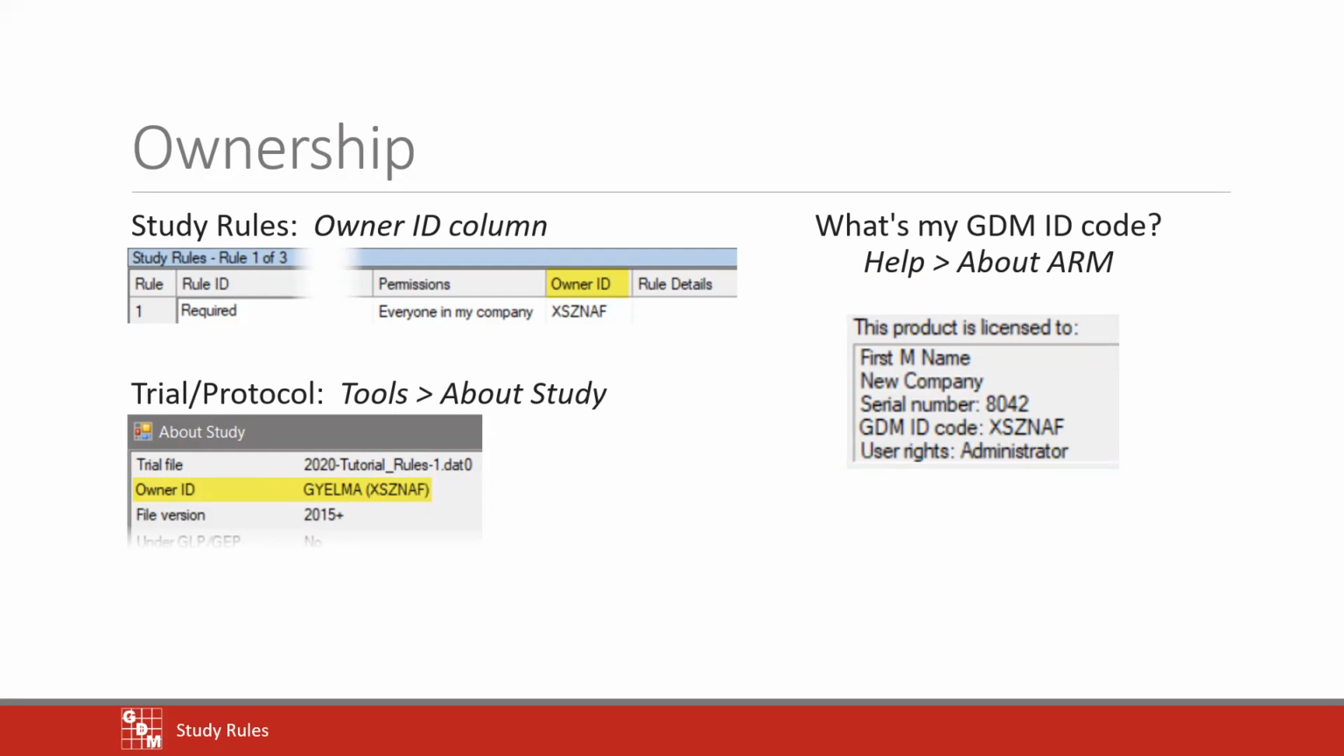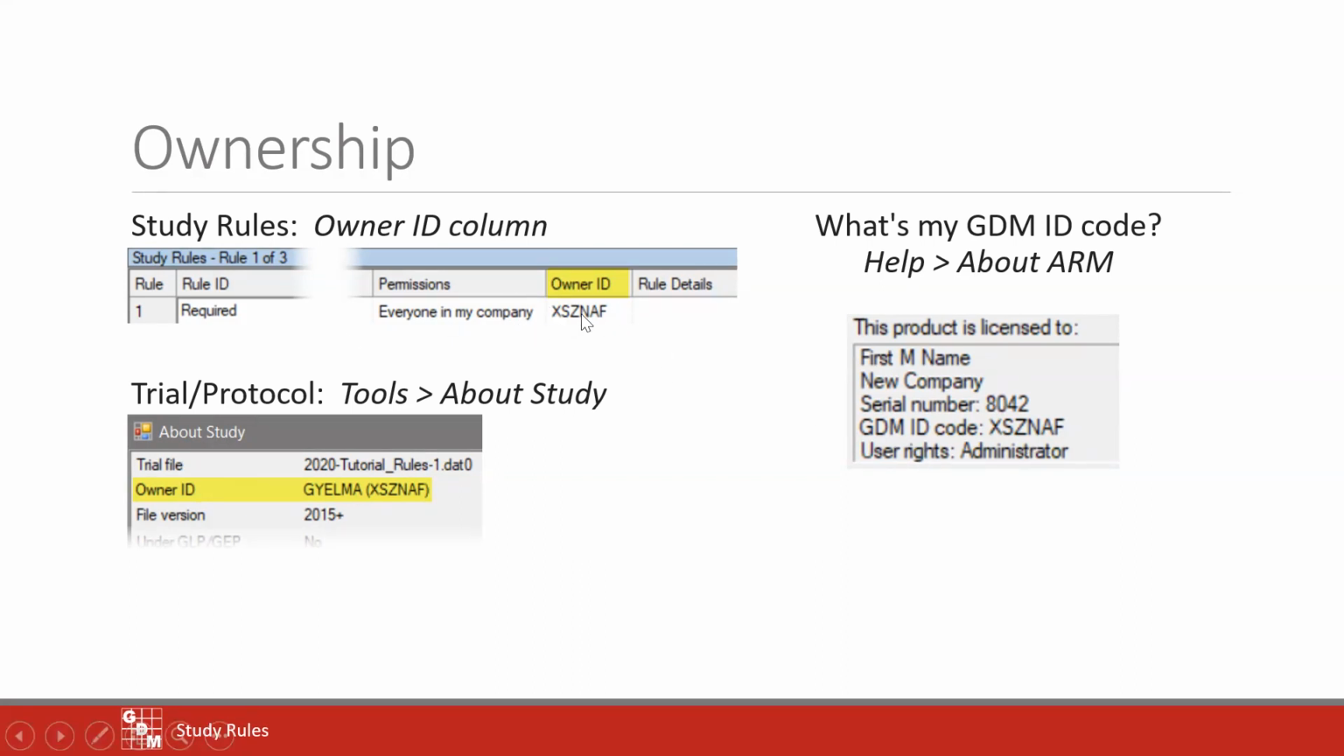You can look up what that owner ID is. You can see yours under Help and About ARM. That'll show your license information, and one of those components is that GDM ID code. Again, it's just meant as a unique identifier. So if you were to change your name or whatever, you still have this unique identifier as a person that has a license.